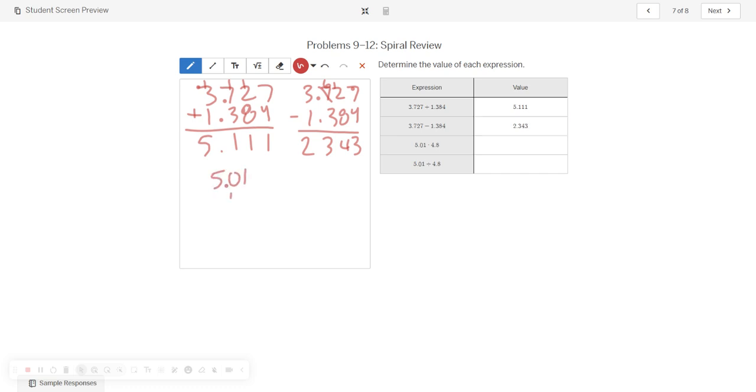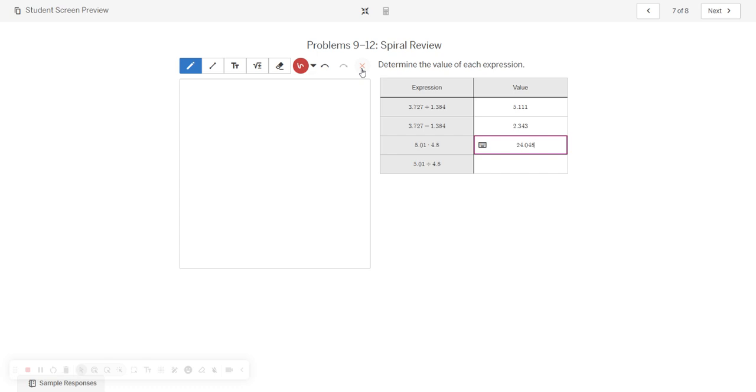501 and 4.8. When I multiply, not so bad. You've got 8, 0, 40. Put a placeholder, you've got 4, 0, 20. So I get 24048 with 1, 2, 3 decimal places. I get 24.048. But for this last one, I'm going to need a clear screen because it takes a lot of space.